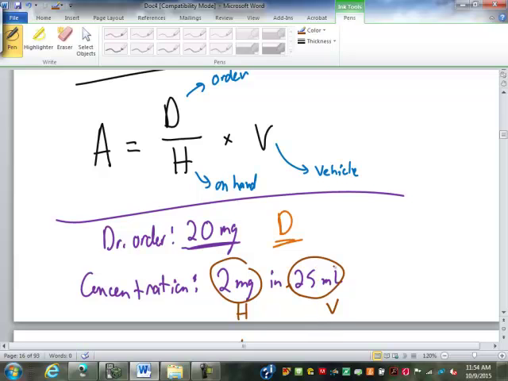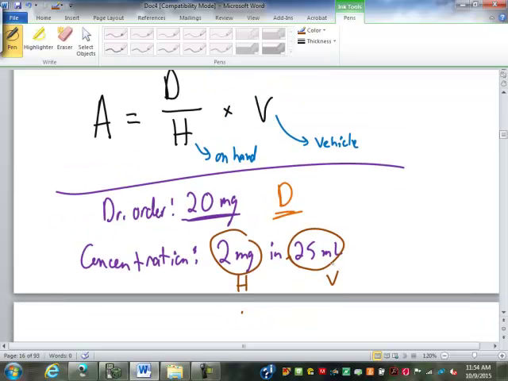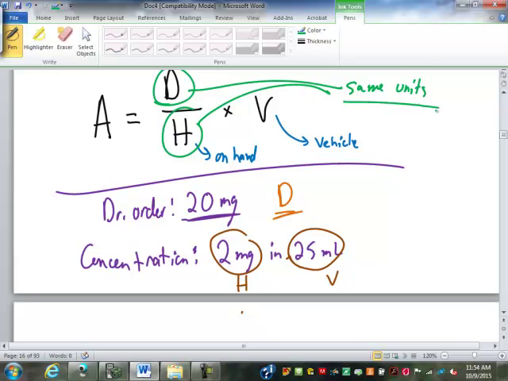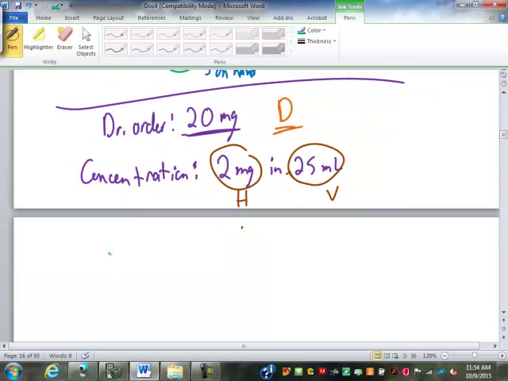So to do this calculation, first of all, by the way, D and H must have the same units. If they don't, this is not going to work. The units that you're going to administer are going to be the units of the vehicle. So for this one, the amount to be administered is D, the doctor's order, 20 milligrams, over H, 2 milligrams, times the vehicle of 25 milliliters.